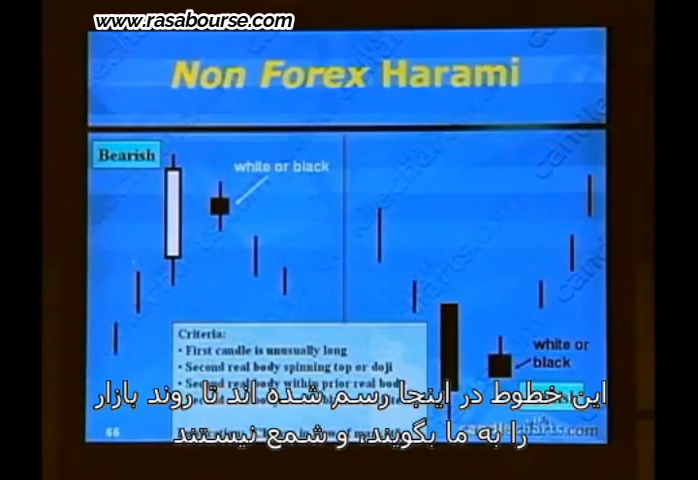These slash lines just show us the market's moving up. These are not candlesticks.